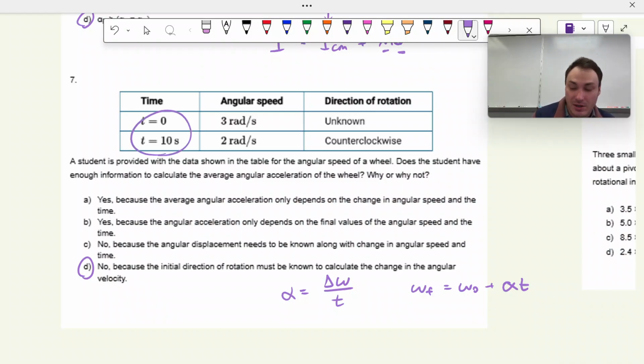Okay, we have a delta t, so we have a change in time, so that part is good. But we can't find this because we don't know if this is a positive or a negative, because that changes our answer. If it's rotating counterclockwise, then we know that we're slowing down because we're going from 3 to 2 radians per second. But if it's going clockwise initially, well, that's a way bigger jump. That's actually a jump of 5 radians per second. So the answer for 7 is D.